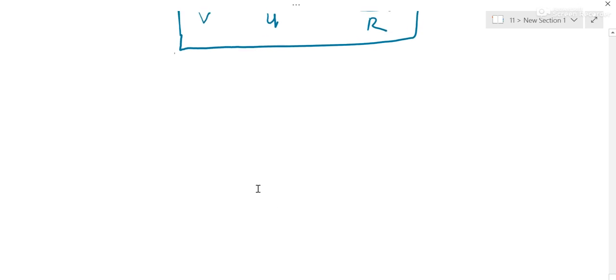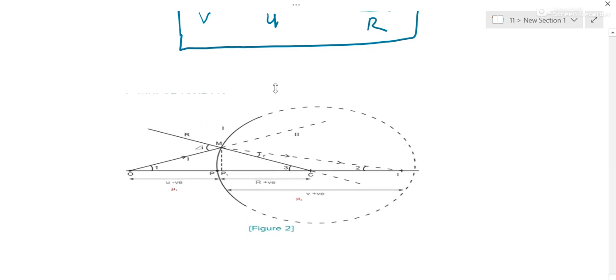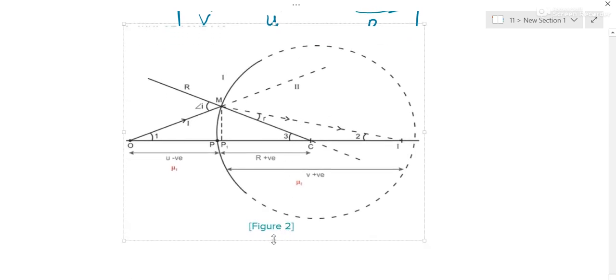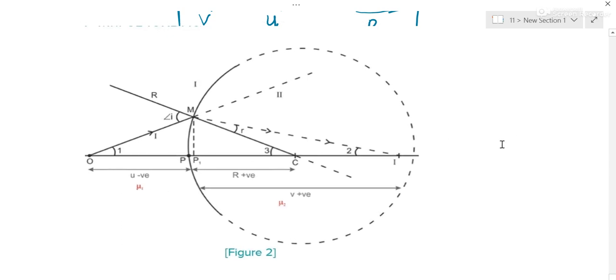Okay, children. So at last, I would like to show you the diagram. I mean, diagrams can be drawn this way as well. If you wish to complete the circle, and then this type of diagram requires a lot of practice. So if you wish, you can draw like this. Now, what would you say? What it is for? Look, this is for convex surface. We can give it a caption. This is formula for refraction at convex surface.